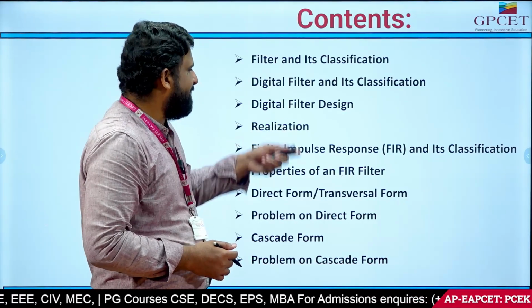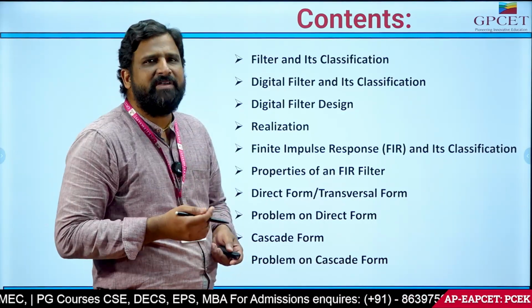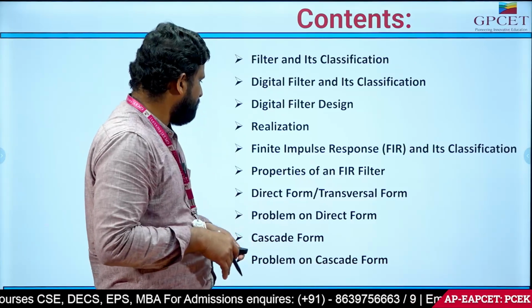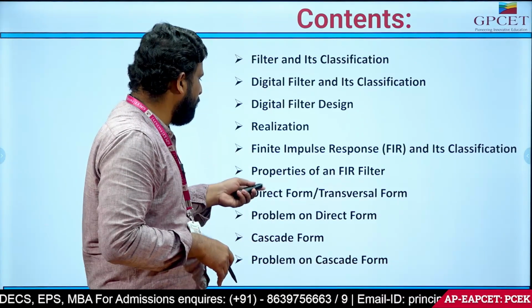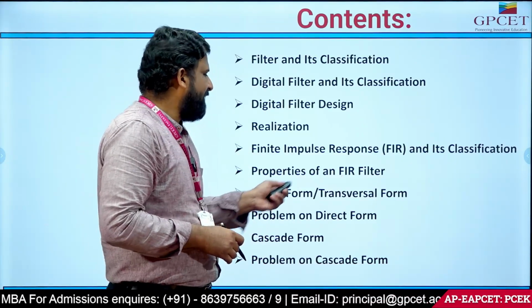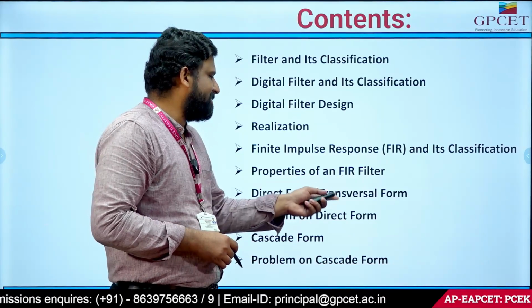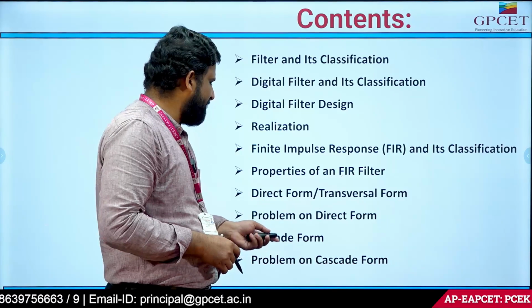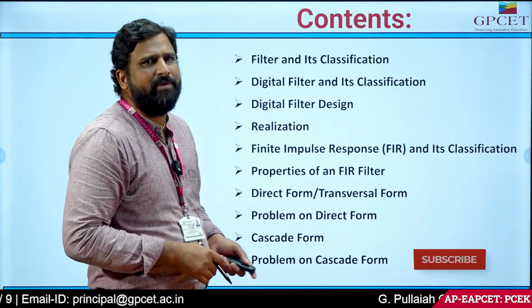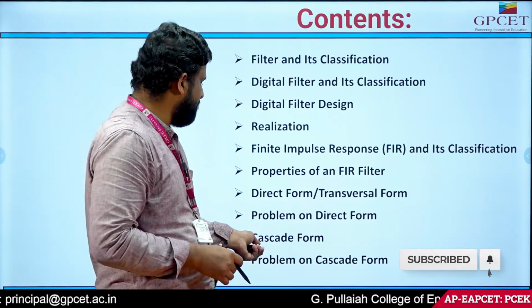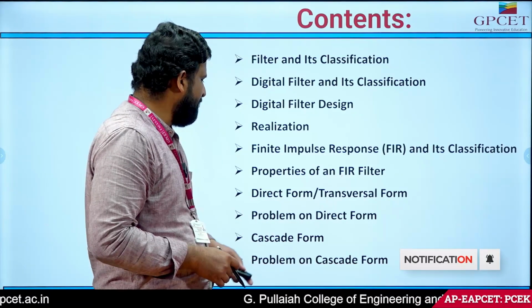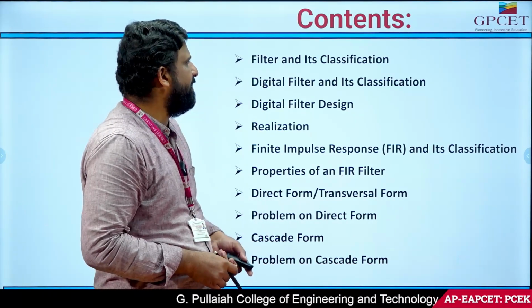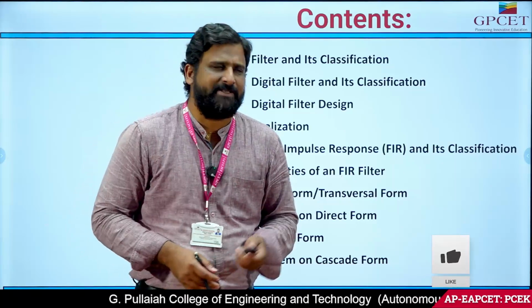So here, to design this finite impulse response, there are different types of methods. In this particular lecture we are going to discuss two things. One is the direct form, which we can also call the transversal form, and one or two problems related to this, followed by the cascade form and the problems related to the cascade form. These are the contents we are going to discuss in the present lecture.